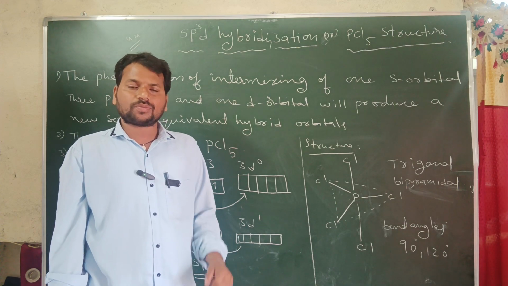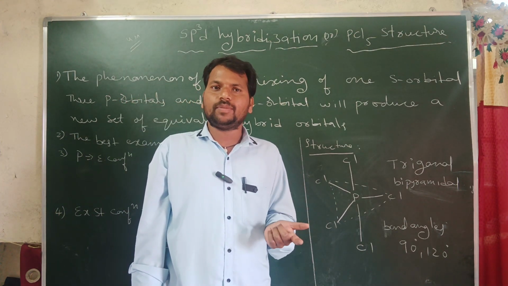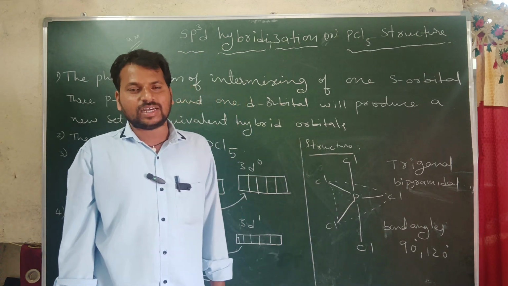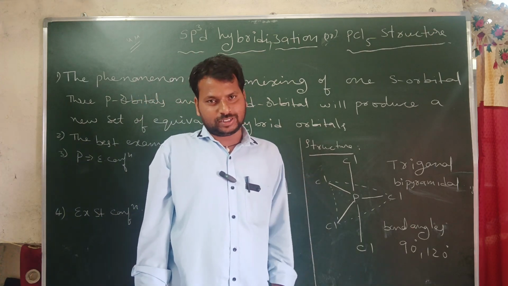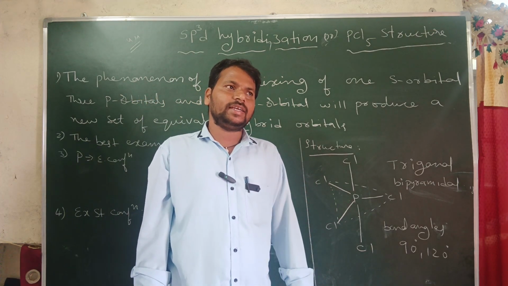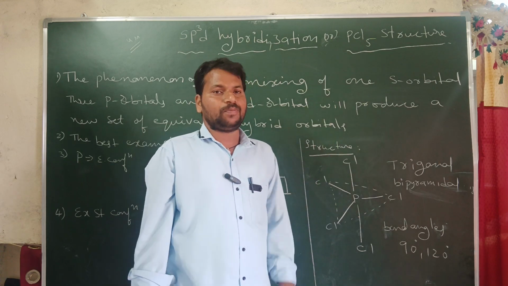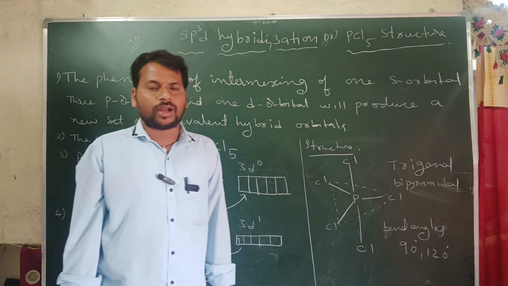Simple definition: the phenomenon of intermixing of one s orbital, three p orbitals and one d orbital to produce a new set of equivalent hybrid orbitals is said to be sp3d hybridization. Sp3d hybridization is explained by one example, that is PCl5, phosphorus pentachloride.